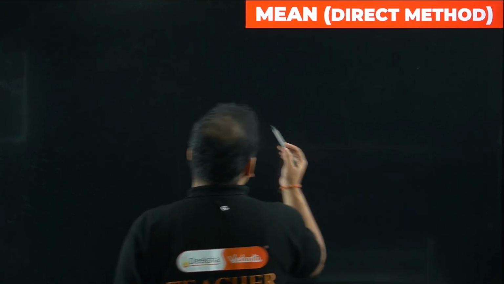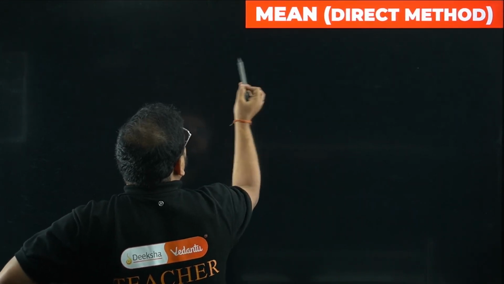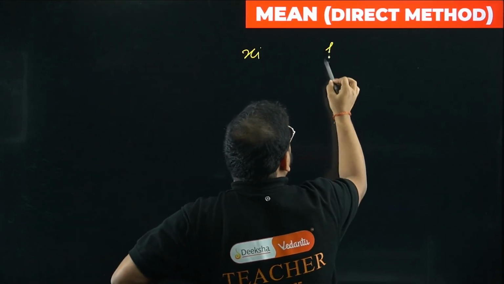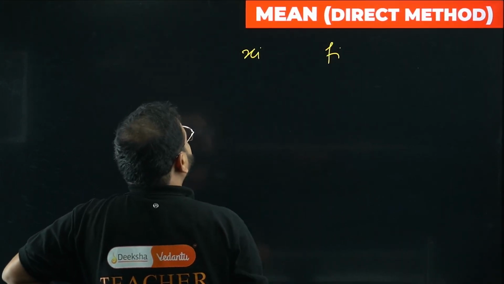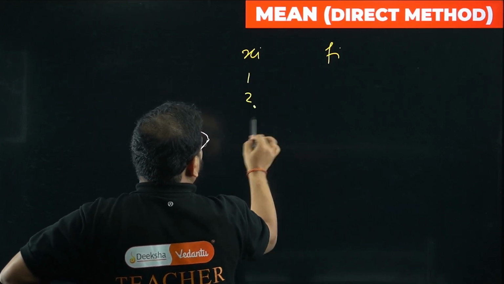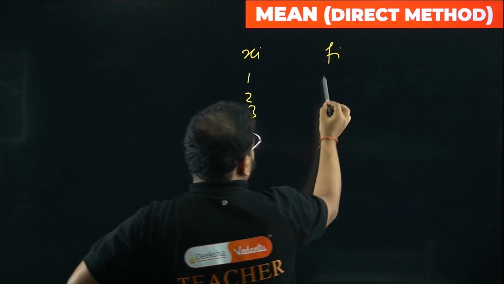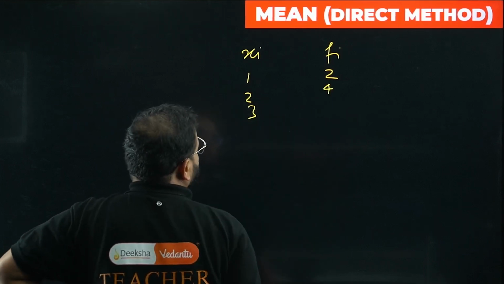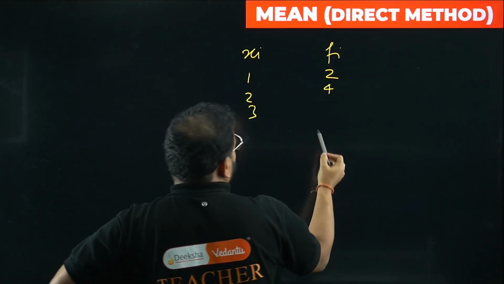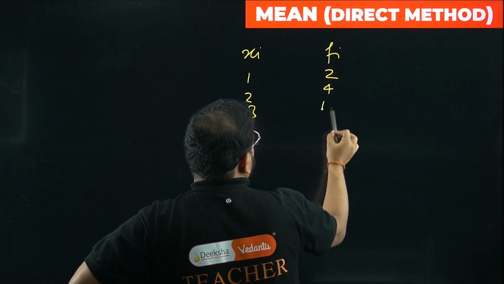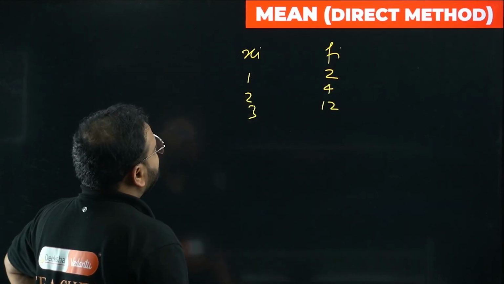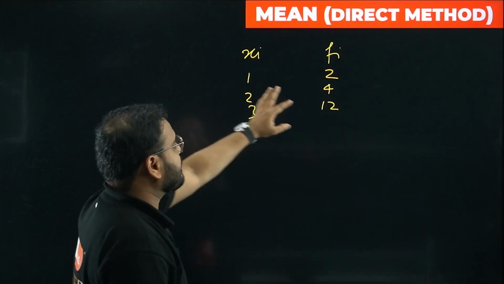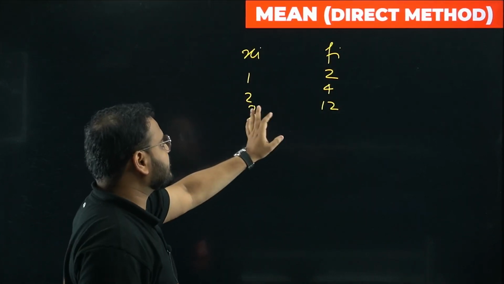Let's say we have xi and fi. Let's call xi to be 1, 2 and 3. 1 is coming, let's say, 2 times, 2 is coming again 4 times, and 3 is coming, let's say, 12 times. Check this out. So 1 is coming 2 times, 2 is coming 4 times, and 3 is coming 12 times.